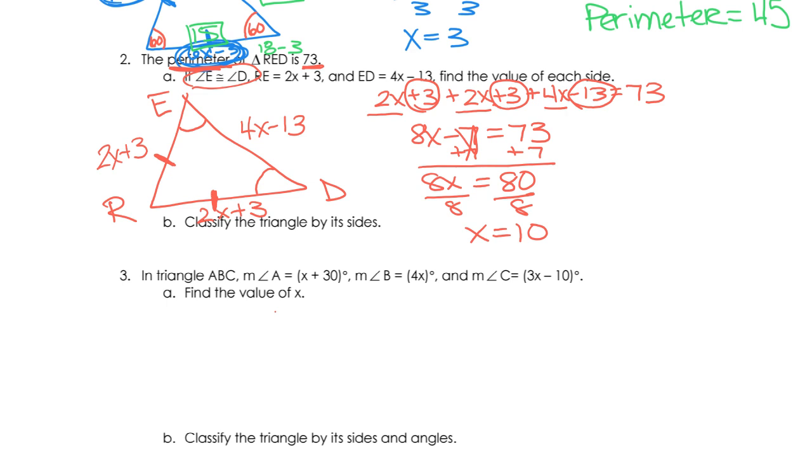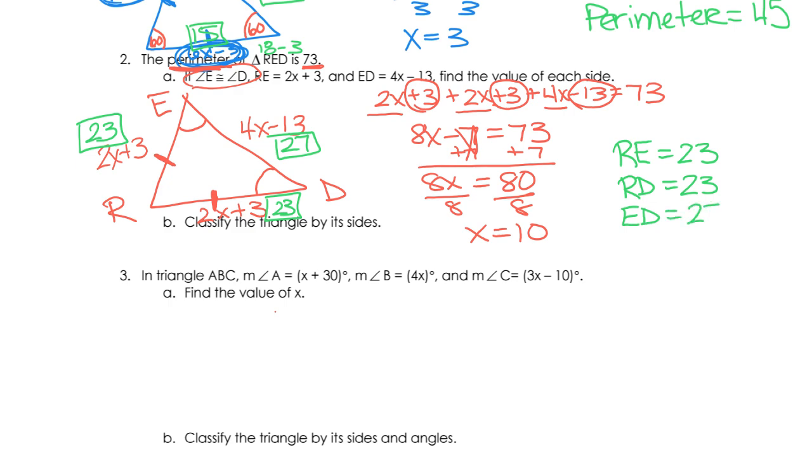However, we didn't answer the question. They said find the value of each side. So I got to go back now and plug in. So 2 times 10 is 20. 20 plus 3 is 23. This is also going to be 23. And 4 times 10 is 40. 40 minus 13 is going to be 27. And so we'll just keep a running total over here of our sides. But RE is 23. RD is 23. And ED is 27.